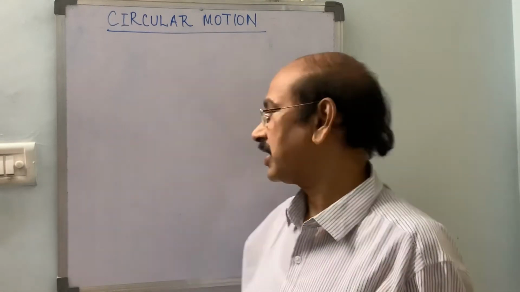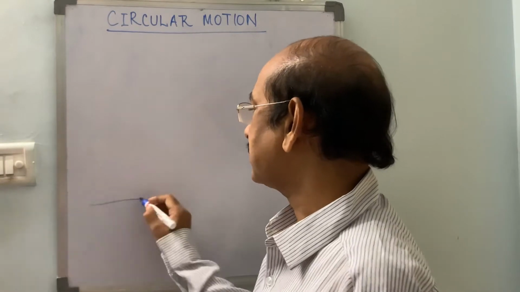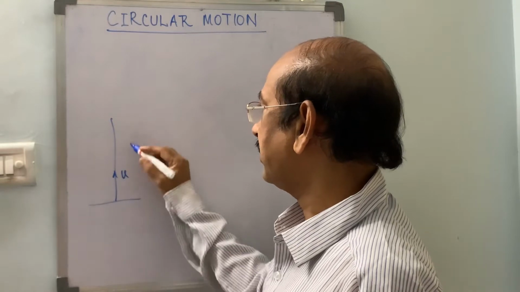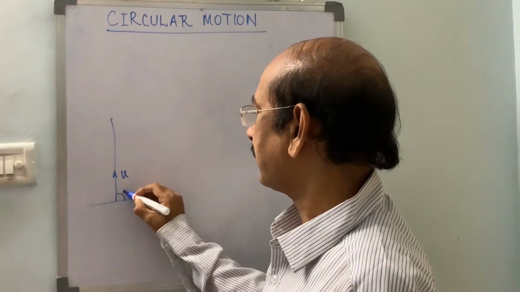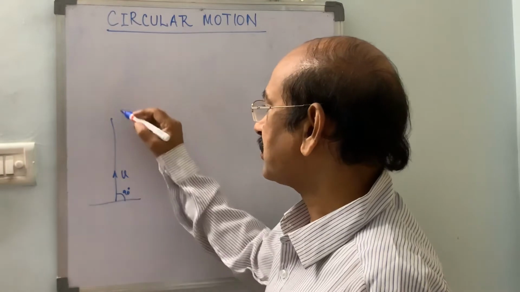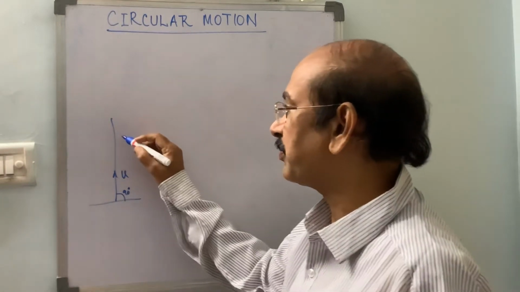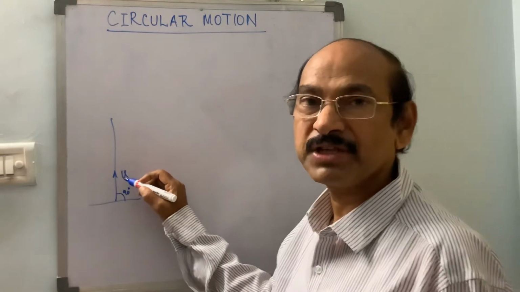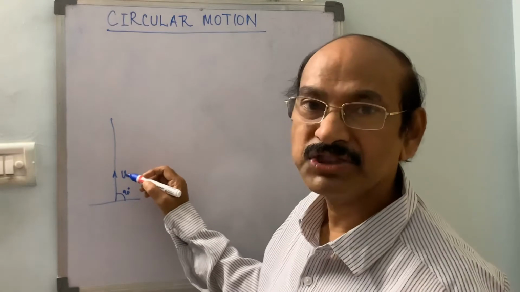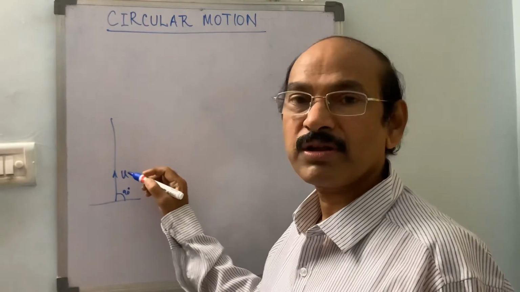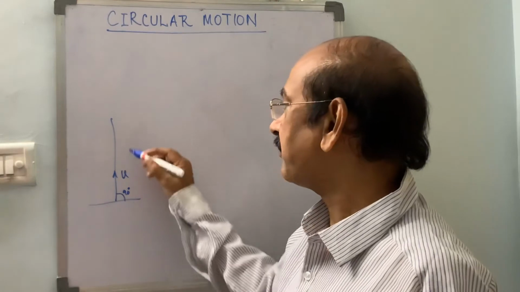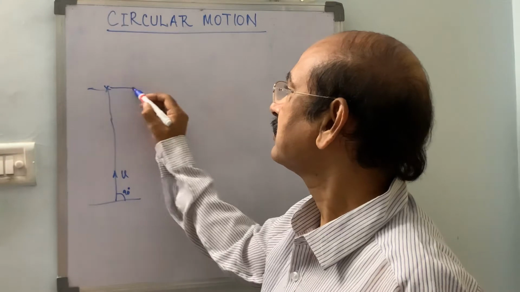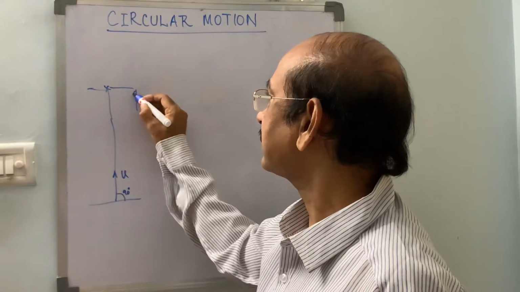In vertical projection, a body is projected with the initial velocity at an angle theta equal to 90 degrees to the horizontal. Then the body moves in the vertically upward direction. As it moves up, its velocity is affected by the gravitational pull of the earth, and its velocity gradually decreases at the rate of 9.8 meters per second, and finally it becomes zero at certain height. So this height is known as maximum height.